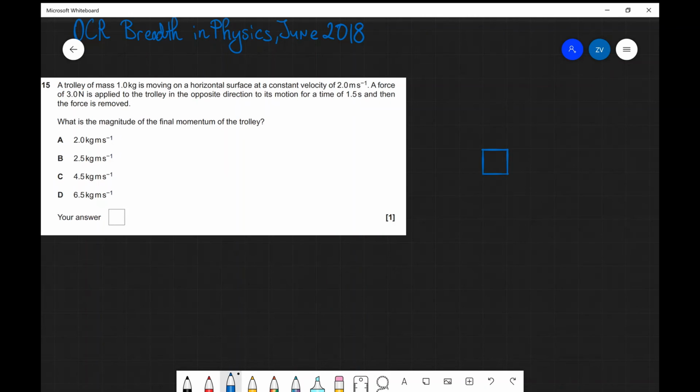So let's say that this over here is my trolley, and let's say that it's moving to the right at a speed of 2.0 meters per second. We apply a force to it, which is going to be to the left, opposite to the direction of motion. That force has a magnitude of 3.0 newtons. I'm just going to write that as minus 3.0 newtons, and just for the sake of consistency in the direction, if something in this question applies with a direction to the left, it's going to have a minus sign. If something has a direction to the right, it's going to have a plus sign. What is the magnitude of the final momentum of the trolley?